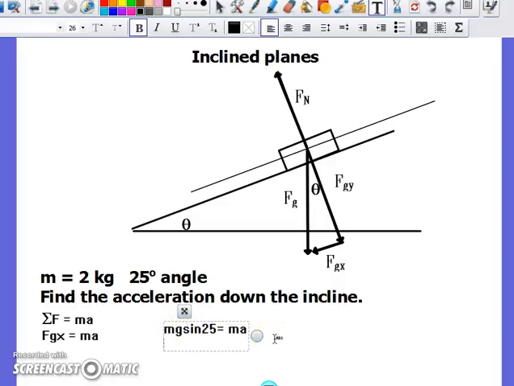So g sine of 25 equals the acceleration. So when we do the math, 10 times the sine of 25 is 4.23. So the acceleration down the incline would be 4.23 meters per second squared.